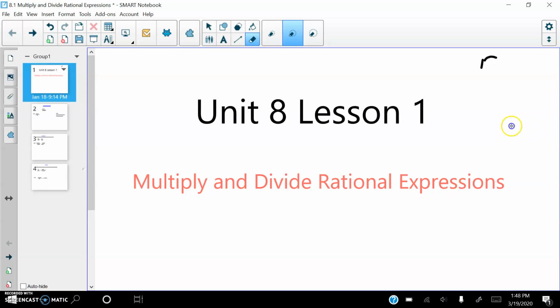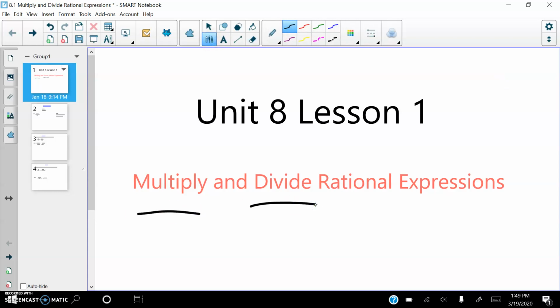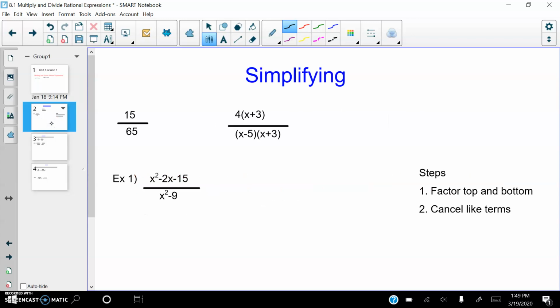So today, what we're going to be doing is we're going to focus on simplifying, multiplying, and dividing rational expressions. So to start off, we're just going to simplify. And if we have a fraction like this, I have 15 over 65. I want to see what two numbers go into both of them. 5. So if I divide both by 5, I get 3 over 13. That makes sense, right?